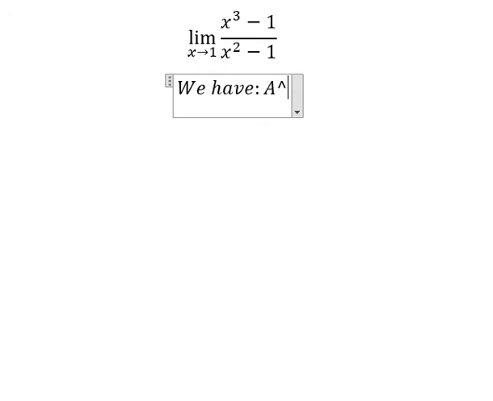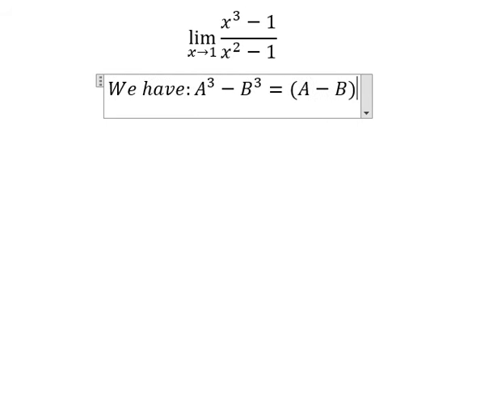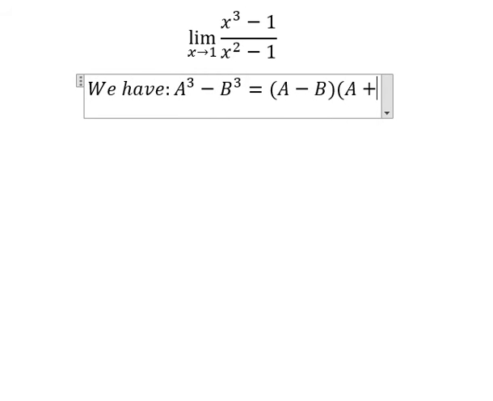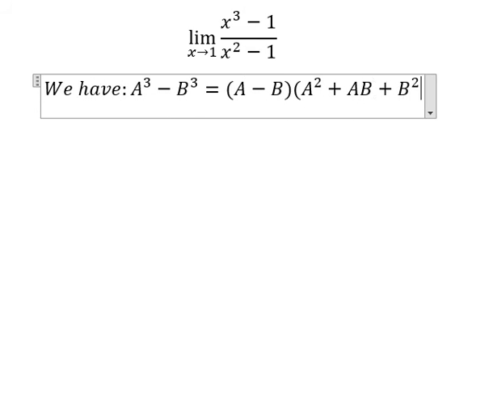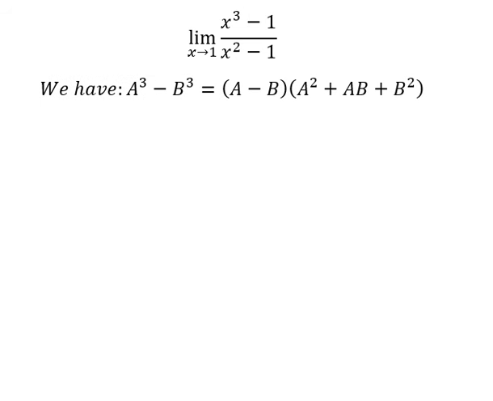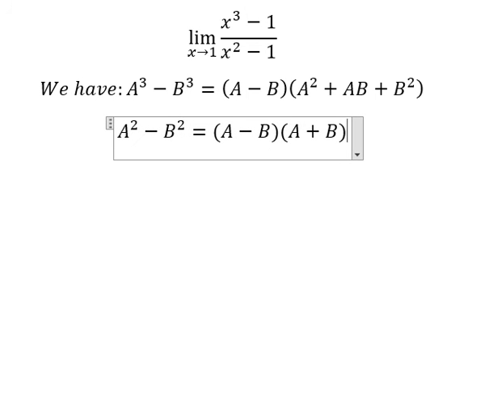That's about a to the power of 3 minus b to the power of 3 equals a minus b multiplied by a plus a square plus ab plus b square. And the next one, that is about a square minus b square equals a minus b multiplied by a plus b.